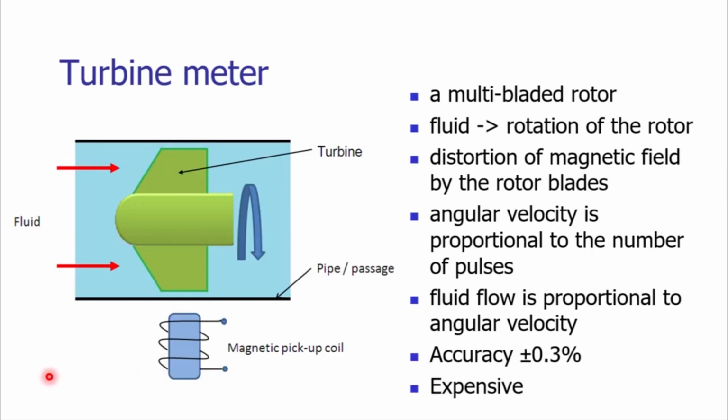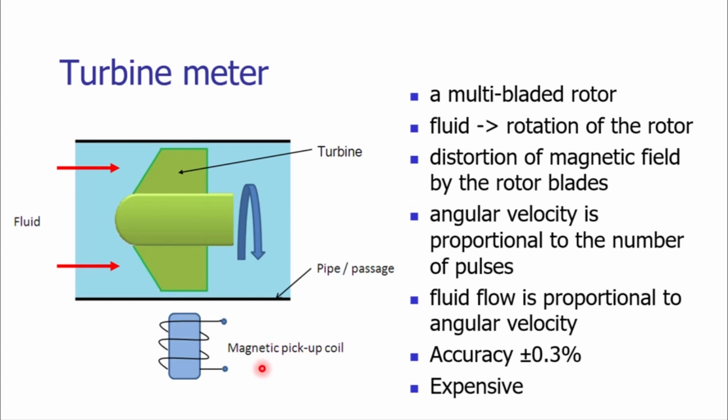One more popular fluid flow measurement device is the turbine meter. The arrangement is very simple. We have a multi-bladed rotor. As the fluid passes over the multi-bladed rotor, the rotor will rotate. In the turbine meter, we have a magnetic pickup coil. When a rotor blade comes in close proximity of the magnetic pickup coil, there is distortion of the magnetic field of the magnetic pickup coil.